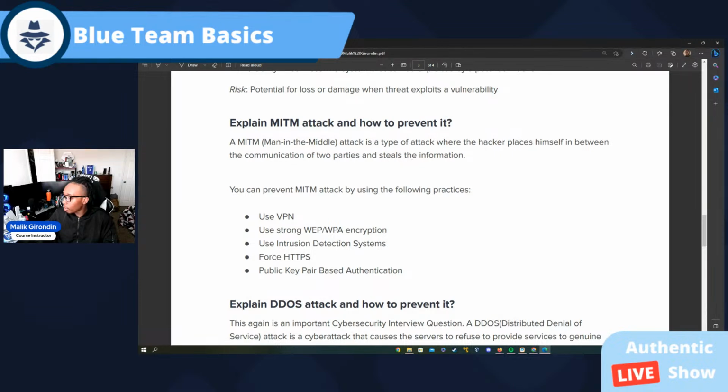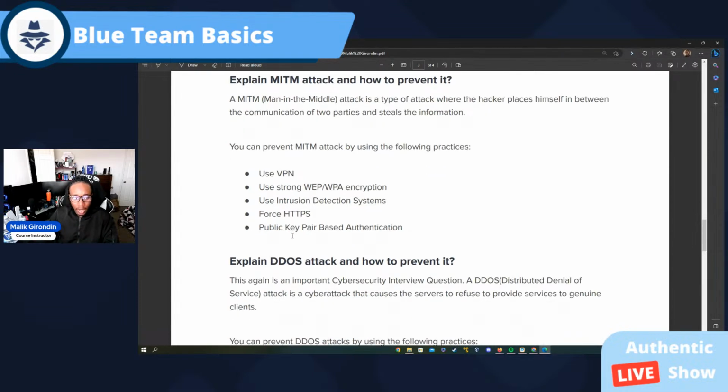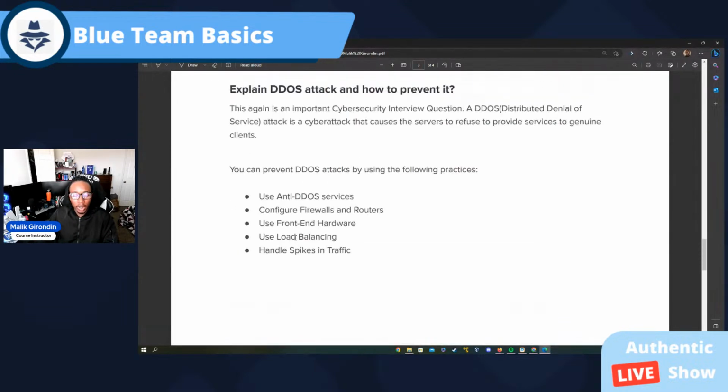You can prevent man-in-the-middle attacks by using the following practices. Use a VPN. Use strong WPA encryption. Use an intrusion detection system. Force HTTPS, which we just talked about. Public key pair based authentication. All right, and I think this is the second to last one.